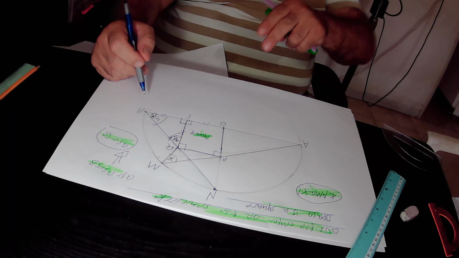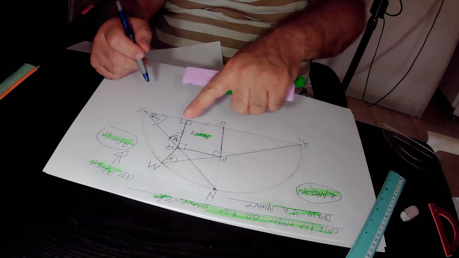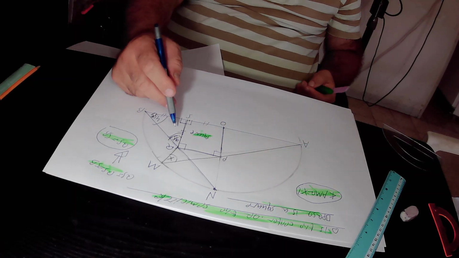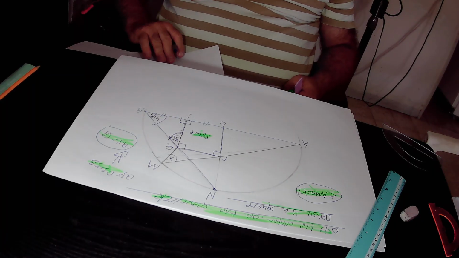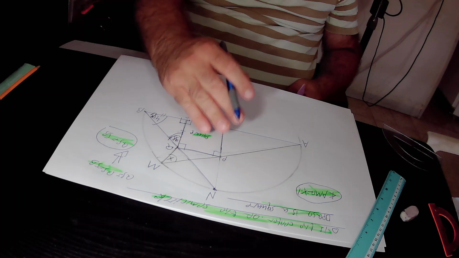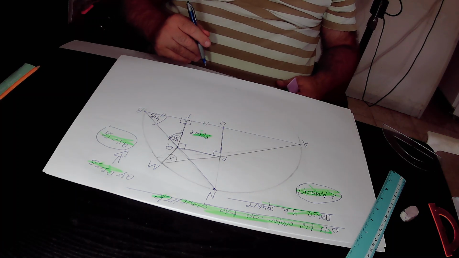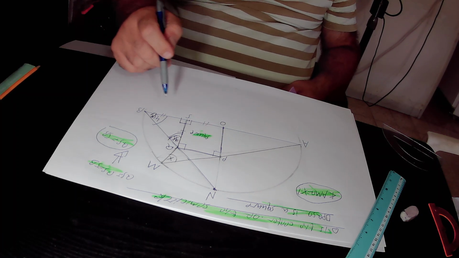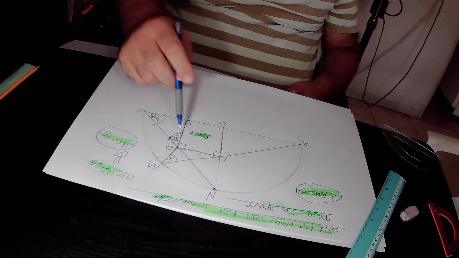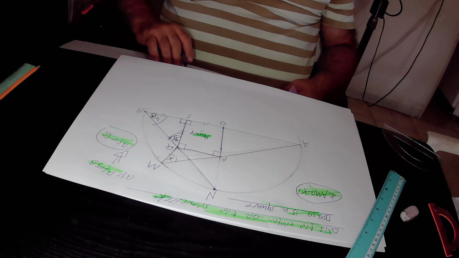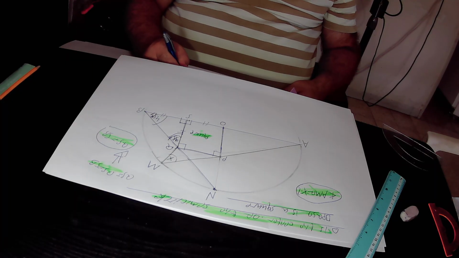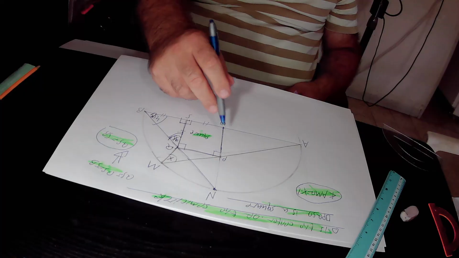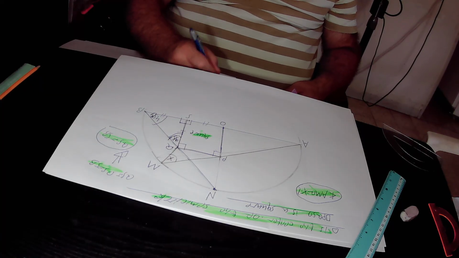So if we focus on the left side of the straight line BN at point Q, the sum of the angles must be equal to 180 degrees according to rule 3. Rule 3 says that the sum of the angles on one side of a straight line is equal to 180 degrees. So which angles do we have at the left side of the straight line NB at point Q?